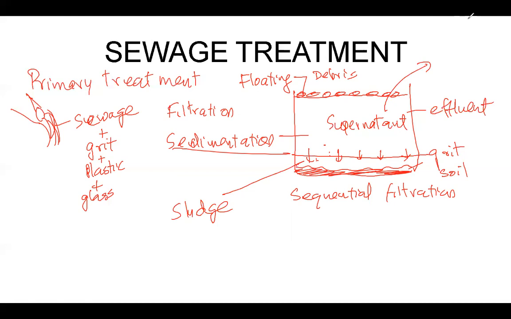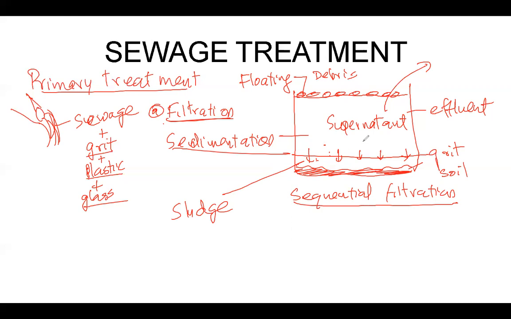Okay, one more time. Sewage treatment happens in two stages. What's the first one? Primary treatment. Second one, secondary treatment. And here we discuss primary treatment. During primary treatment, they physically remove the floating plastic, grit, sand, and glass. The first step of primary treatment is filtration. The filtration is called sequential filtration. It goes like a step-by-step filtration. In this sequential filtration, the plastic and all these things get filtered out.